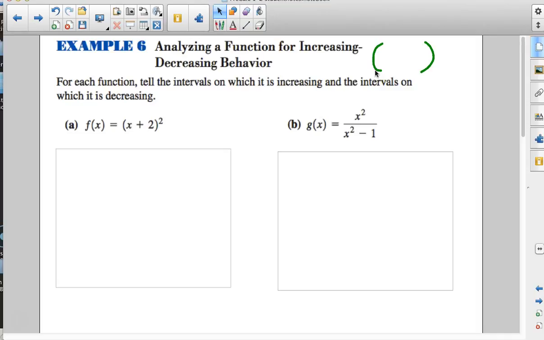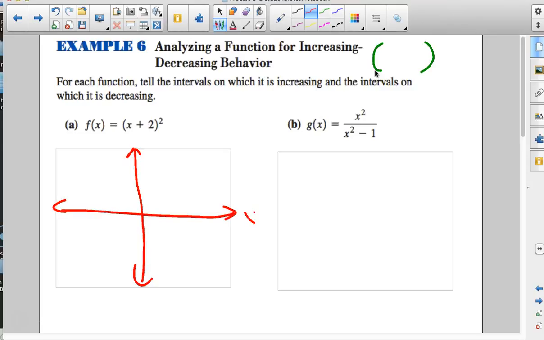And this says for each function, tell the intervals on which it is increasing and the intervals on which it is decreasing. And my hope would be that we really don't even need to grab the graphing calculator when we see something like this. That we would remember, okay, x plus 2 squared. Wait a minute, that's going to be a parabola. And where's this parabola going to go?